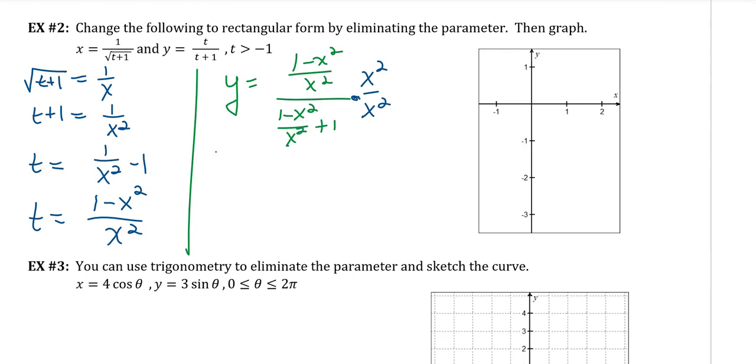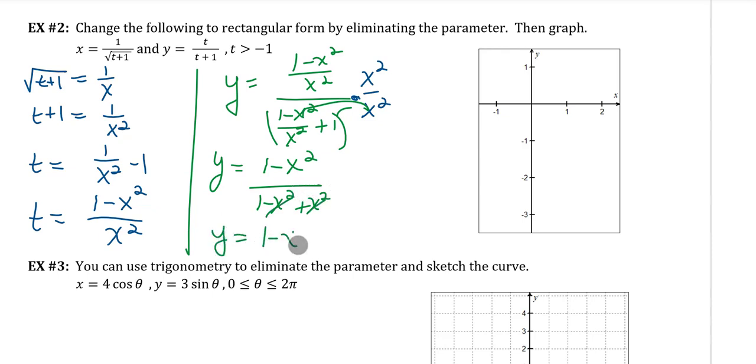So I get that y equals 1 minus x squared in the numerator, and the denominator is just going to be 1, because the x squared will cancel, so I'll have 1 minus x squared plus x squared, because remember I have to distribute that. And then the x squareds will cancel, so y becomes 1 minus x squared. So there's part 1 of my equation.